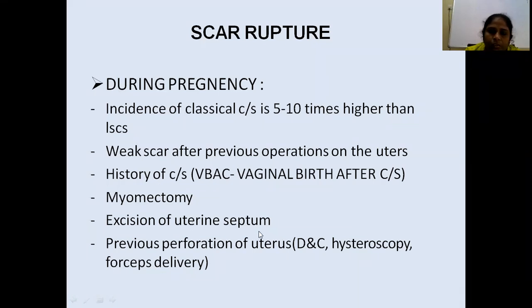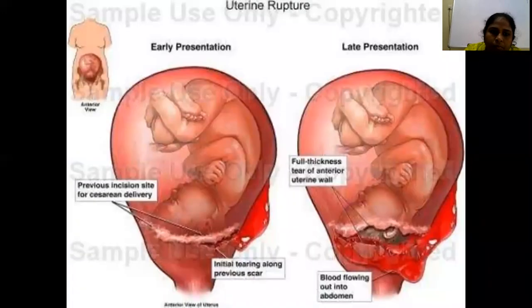Excision of any uterine septum: if she has a septate uterus that is not letting her conceive, she will have undergone a septal resection through a hysteroscopy. You put a scope inside the uterus and resect the septum. If that has been done in the patient, that leads to chances of rupture of the uterus. Previous DNCs, hysteroscopy, forceps deliveries, all these may increase the incidence of rupture during pregnancy.